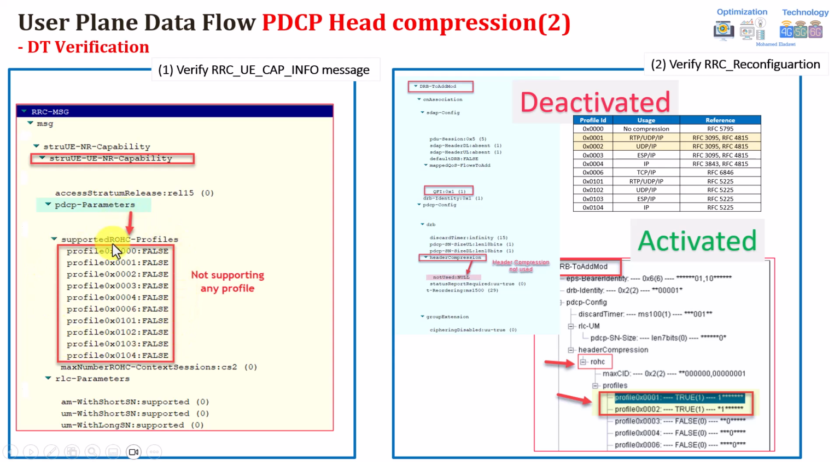This shows all the profiles. For example, in 3GPP we have profiles from 0 to 4, as you can see here, and you'll find all the profiles here. Here, all are false. This means this particular device is not supporting it. So this is the first part you need to confirm.